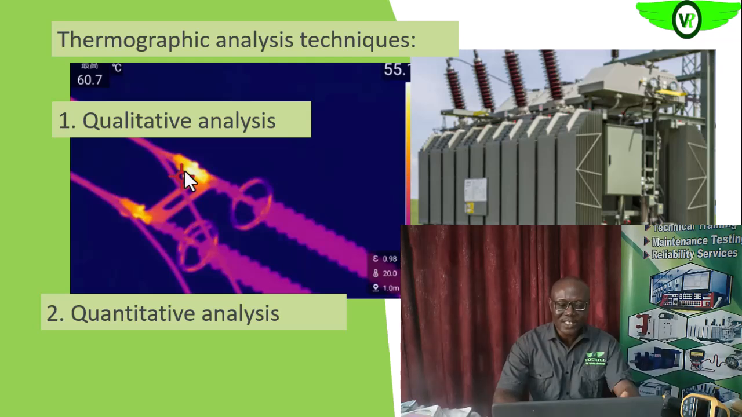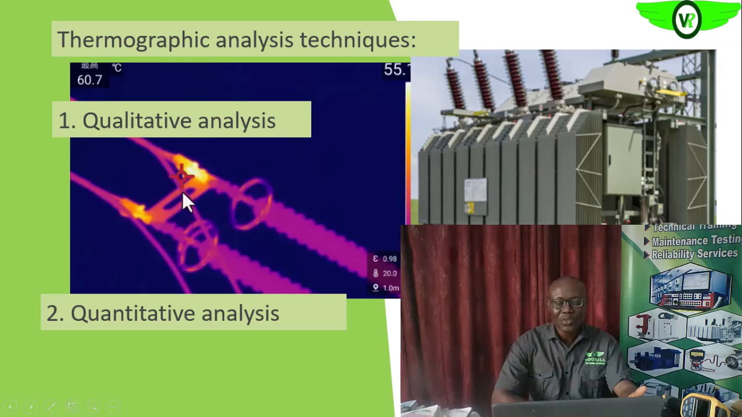Then the quantitative analysis. Now you've seen the point of interest in your thermogram. Let's assume like this now. You want to determine if this hotspot is really a hotspot or something that can deteriorate further and subsequently cause damage to your system. So it's now left for you to determine the spot temperature, by moving this cursor to the particular point that will give you the spot temperature.